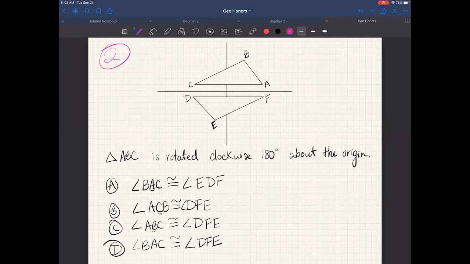Okay. Thank you, Alexa. Are those two different triangles? Yeah, because look at the letter. Are they? No, that's what I'm thinking. But let me read the question.